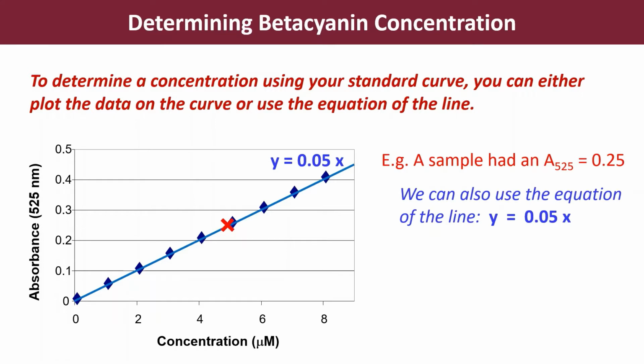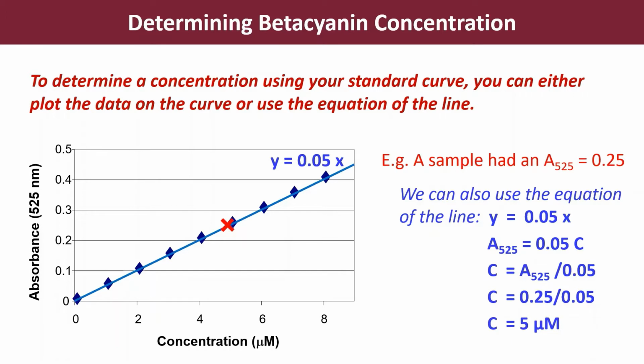So to use the equation of the line, I'm just using that y equals 0.05x. In this particular example, absorbance, of course, is y, and x is concentration. So I can manipulate that formula and turn it around so that concentration is absorbance divided by 0.05. In this case, that's 0.25 divided by 0.05, and therefore my concentration is 5 micromoles per liter.